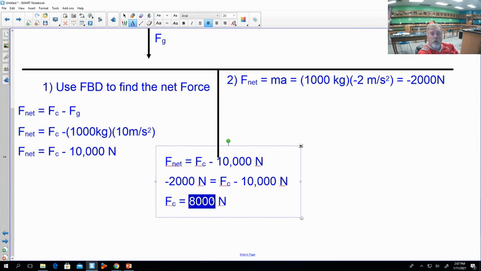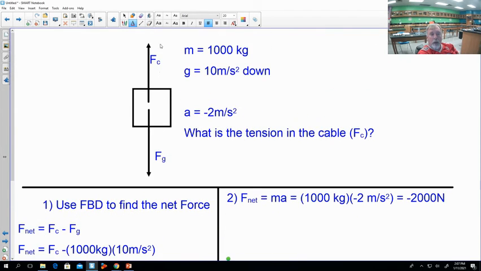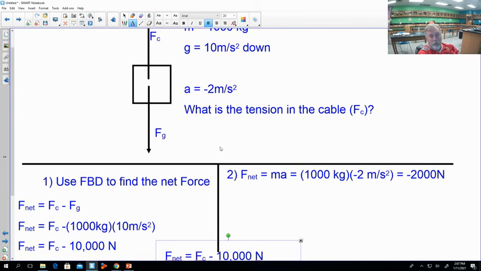Well, let's just do a quick reality check. If we've got a force of 8,000 pulling up, and we calculated our gravity force being 10,000 pulling down, what's our net force going to be? Our net force is going to be negative. Perfect. That's what we saw over here when we were dealing with Newton's second law. We figured out our net force was negative. You want to do that quick comparison. Does your number make sense?